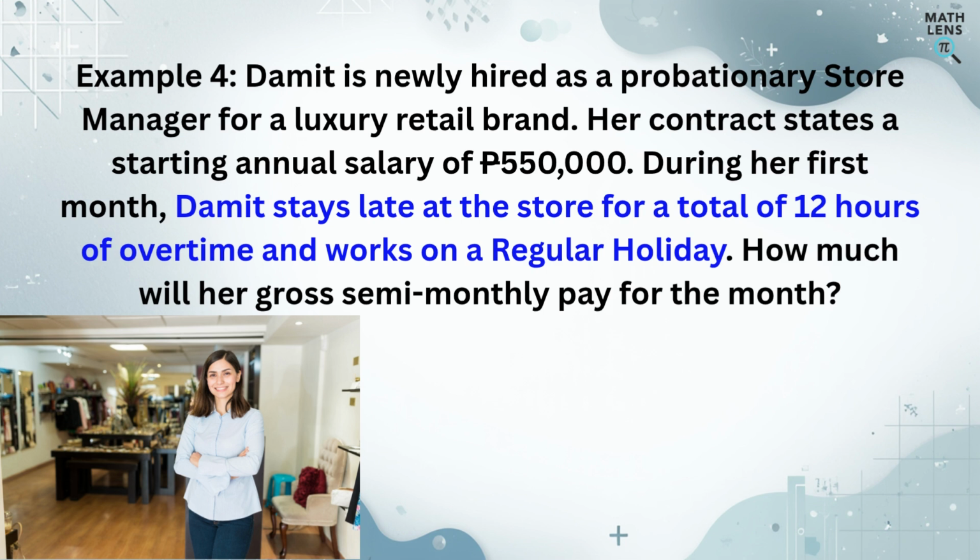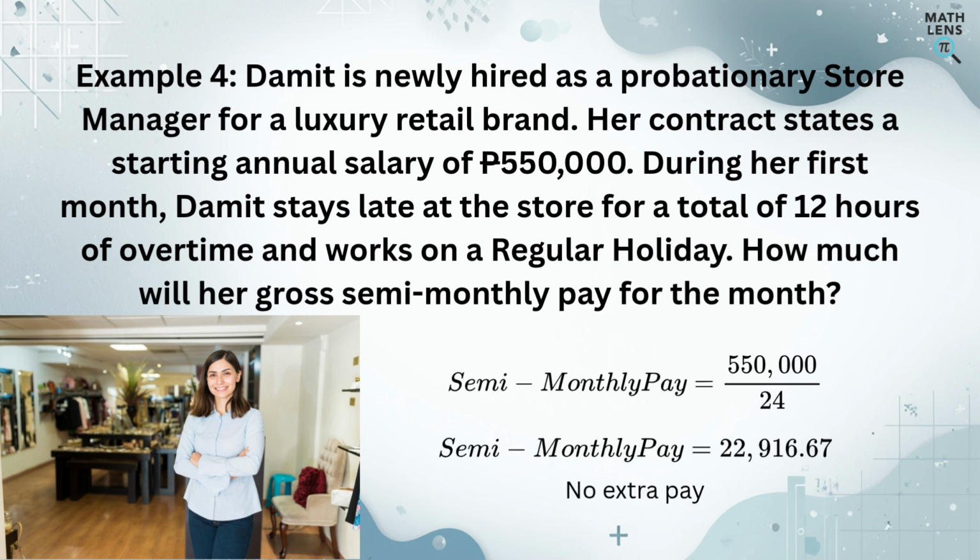Typically, you might expect these factors to affect her gross pay. In this case, because she is a managerial exempt employee, she does not receive any extra pay for these extra hours and holiday work. In calculating her gross semi-monthly pay, divide the annual salary by 24. Her fixed semi-monthly pay is 22,916.67 pesos. This means her pay remains consistent without adjustments for the extra time she worked.